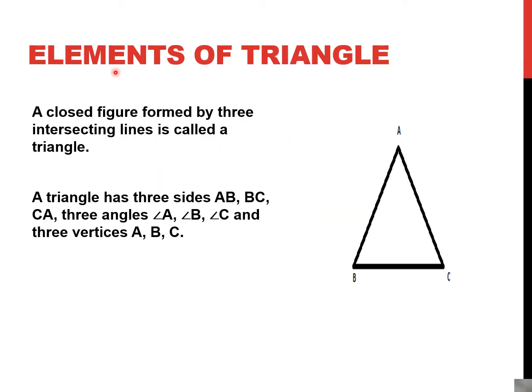The very first thing we are doing is elements of triangle. Everyone of us knows, in grade 9, what is a triangle. So still we are going to do it again, that a closed figure formed by three intersecting lines is called a triangle. Now a triangle has three sides. Like in this triangle you can see it has three sides AB, AC and BC. And it has three angles, angle A, angle B and angle C. And the vertices A, B and C. So these things are called elements of a triangle.